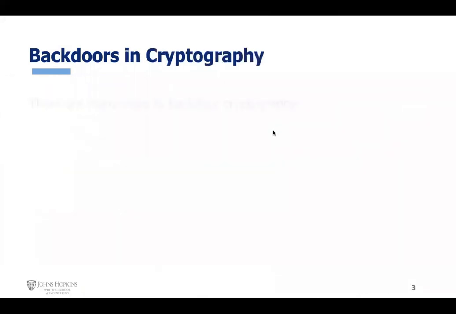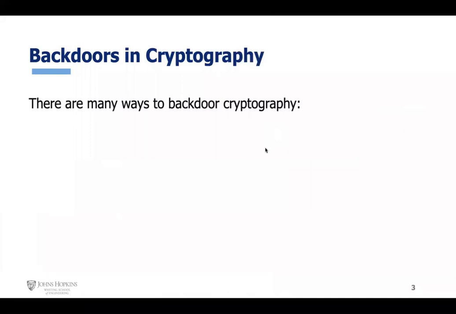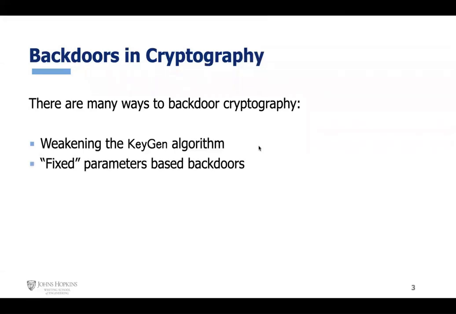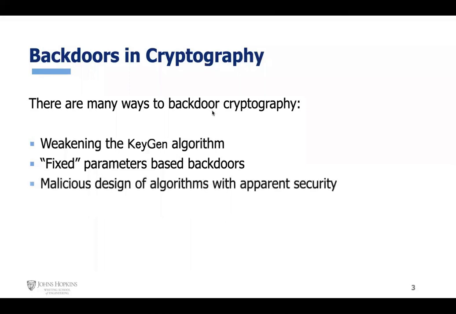But let's look at some general ways in which cryptography can be backdoored. One important backdooring mechanism to consider is the weakening of the key generation algorithm, right? Because the security of the keys is one of the most important aspects of many cryptographic algorithms. And as soon as this part is backdoored, you can see a bunch of issues. Then you can also have backdoors based on fixed parameters like common reference strings, where the backdooring individual can break the security of the system.